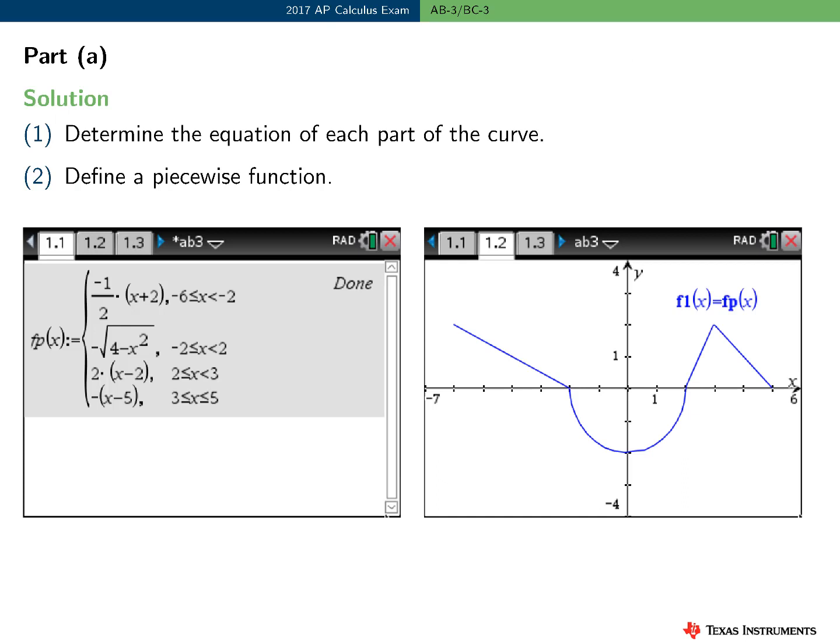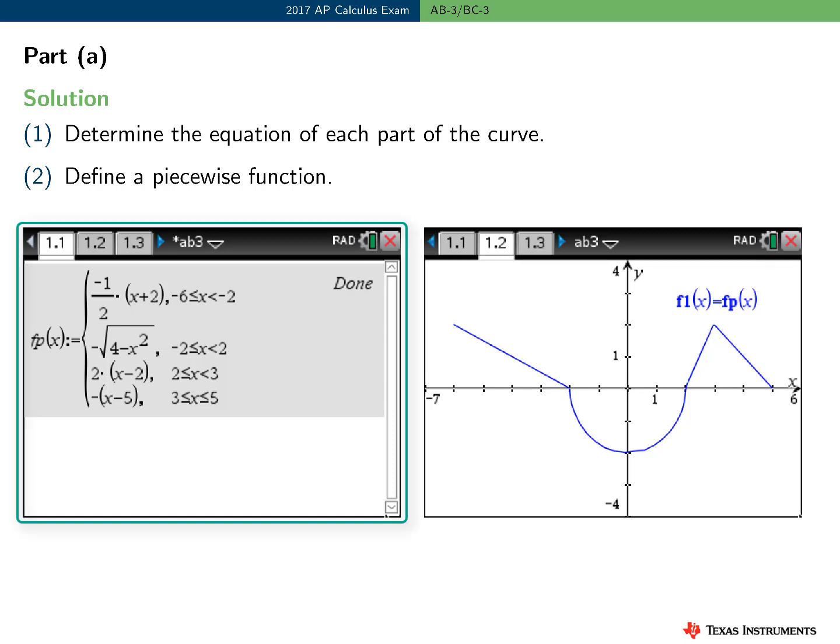Here are some technology solutions and problem extensions. Remember that this free response question was not calculator active, but we can use technology to support and confirm our analytical answers and to explore other possible problems.